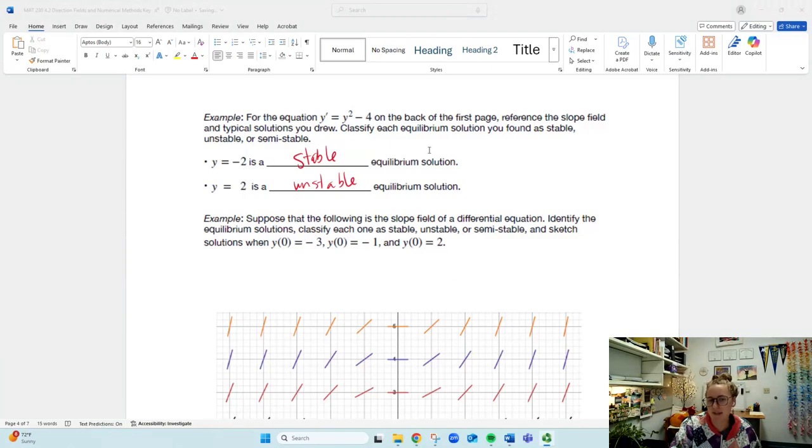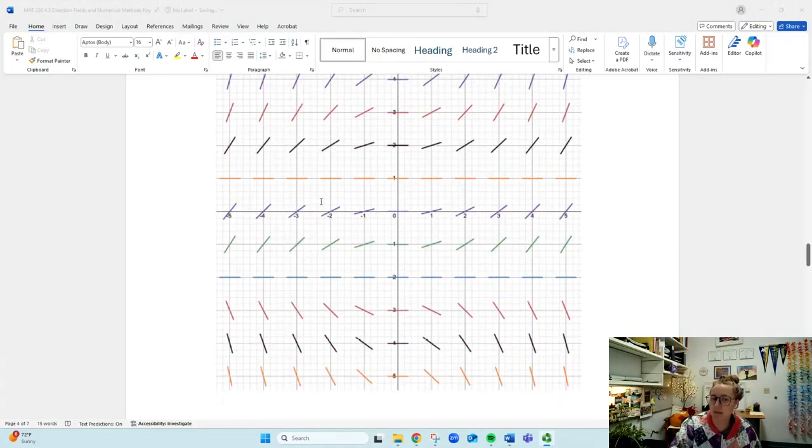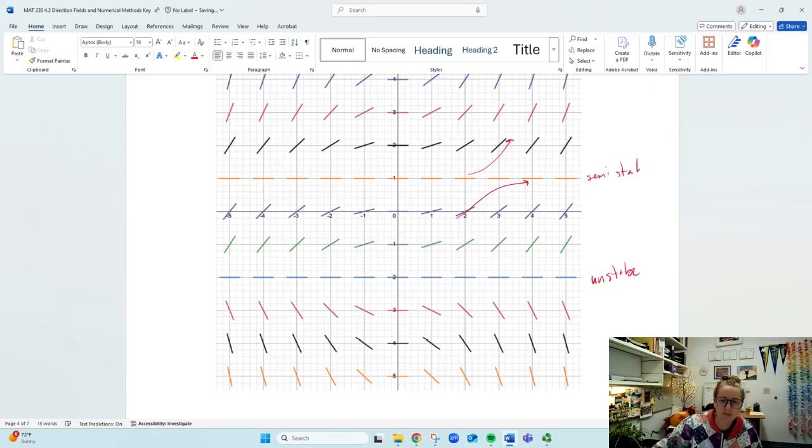Okay, we already talked about this in that example above, and I'm going to skip this example, even though we can already kind of see this one would be unstable here, and this at 2, it's going away up here, but then below it's actually moving towards, so this would be semi-stable.